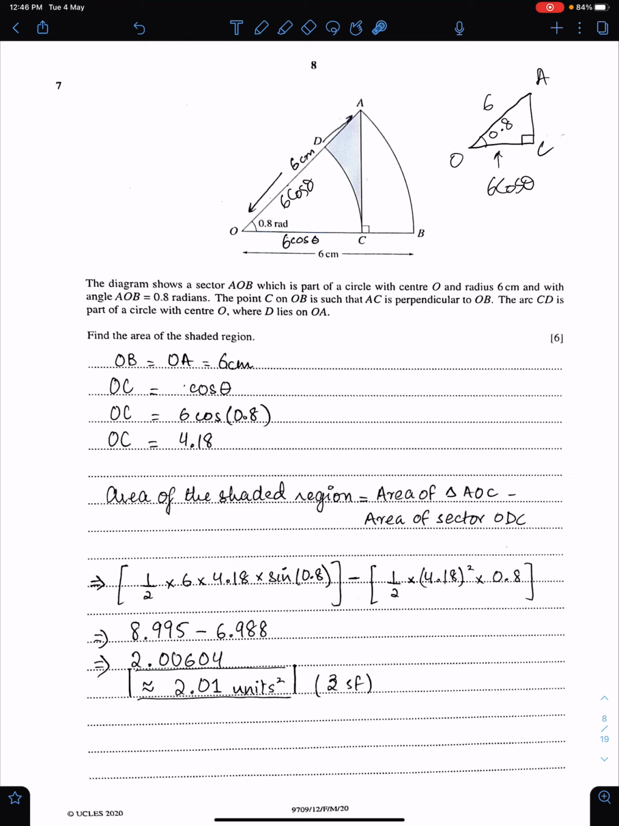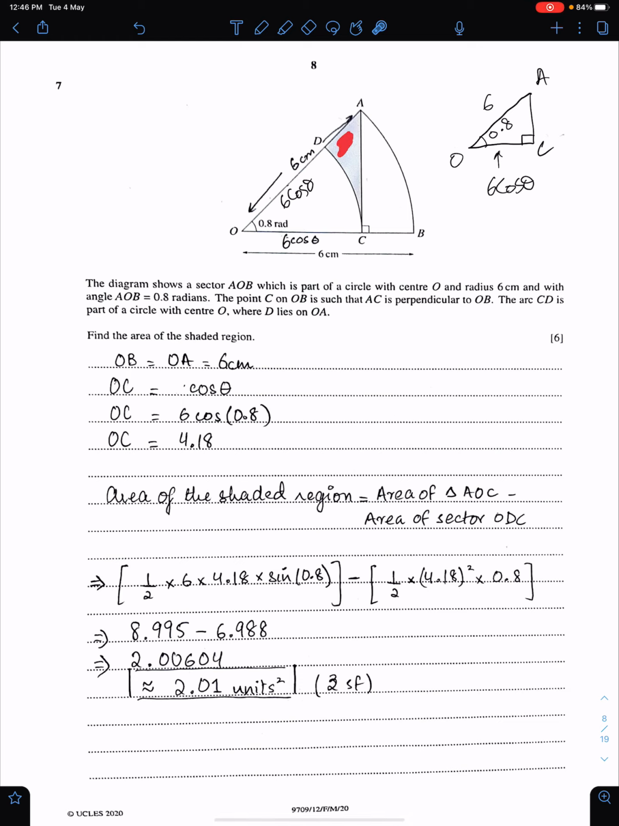Question number 7. The diagram shows the sector AOB, with center O and radius 6 and angle 0.8 radians. The point C on OB is such that AC is perpendicular to OB. The arc CD is a part of a circle with center O. Find the area of the shaded region.